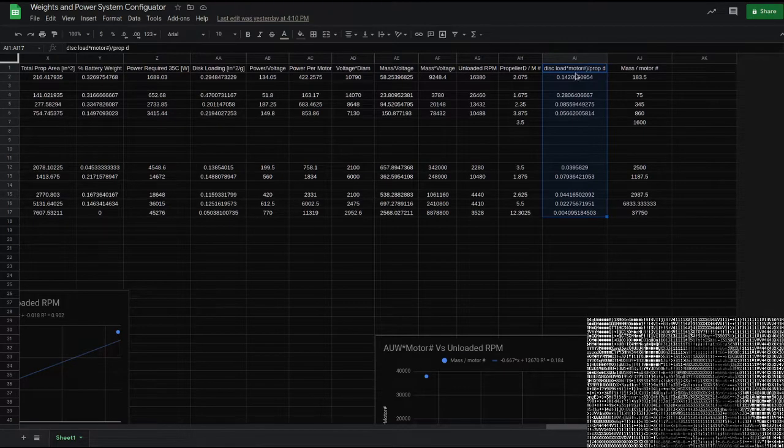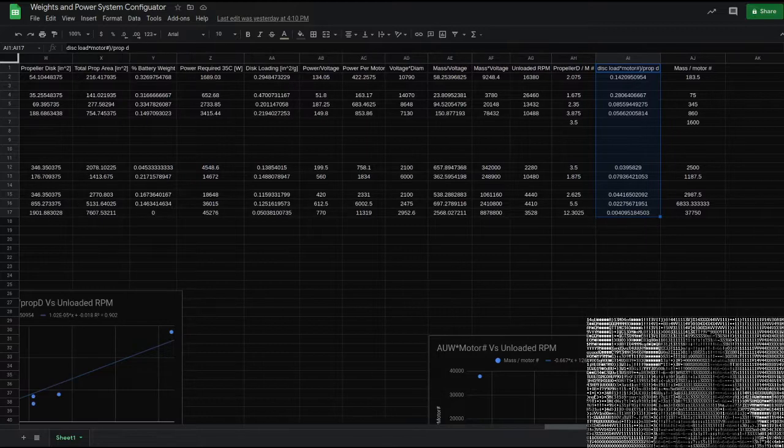But if you conceptualize it, the disk loading times the motor number, the more motors you have, the higher the KV is going to be if you're built to hover, and the larger the prop diameter is, the lower the KV is going to be. So multiplying what would increase the KV, dividing by what would divide it, and including the disk loading in there.